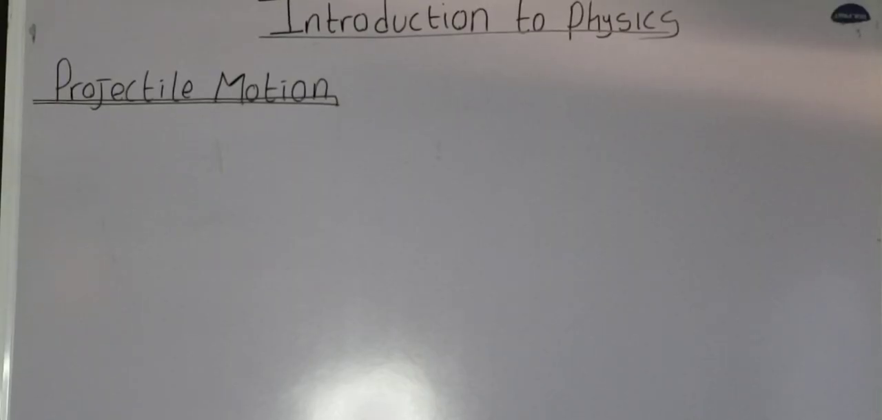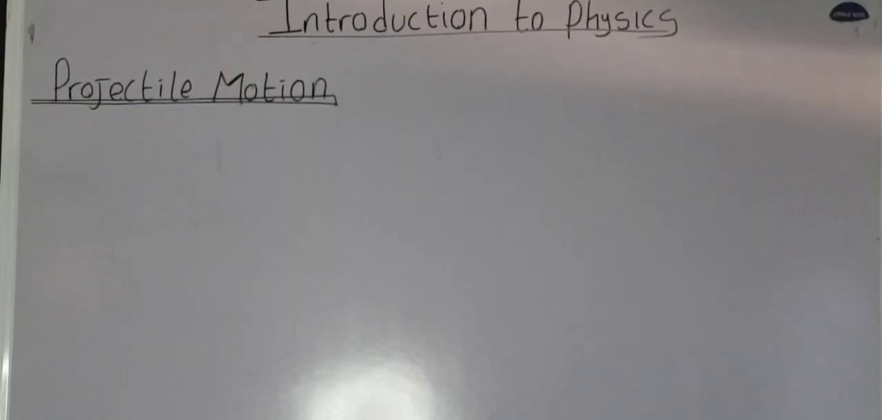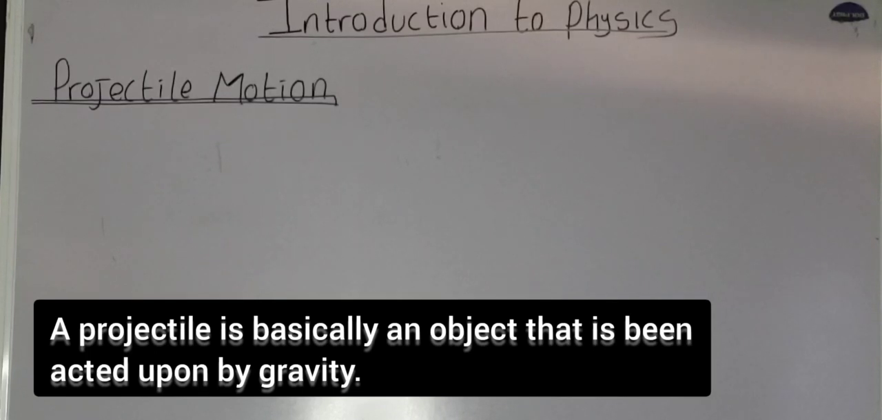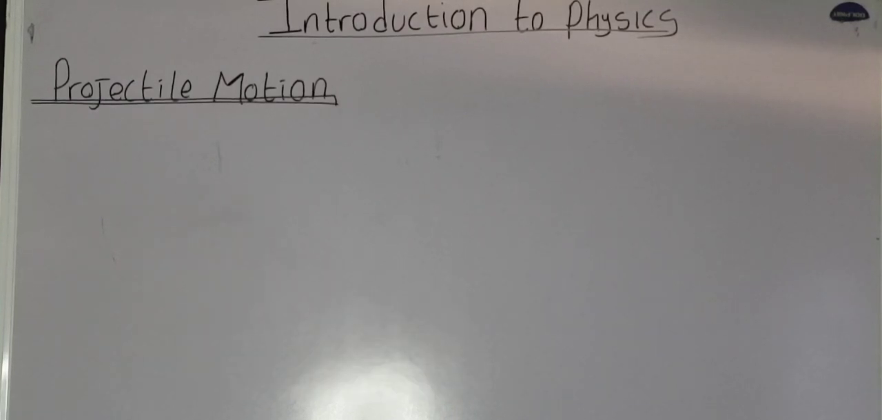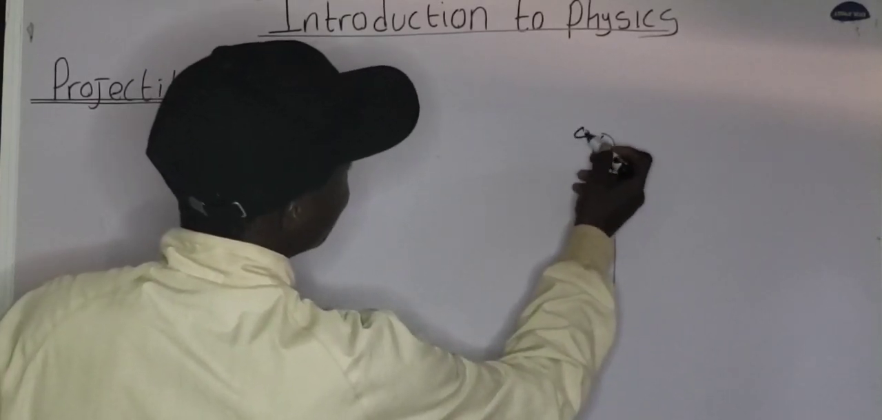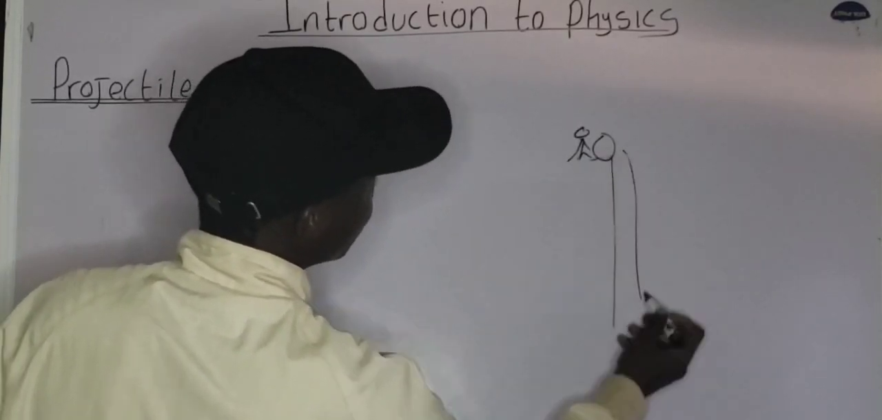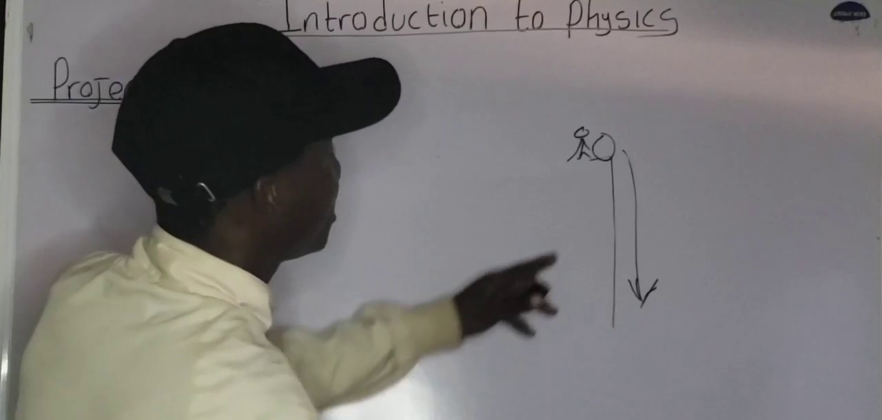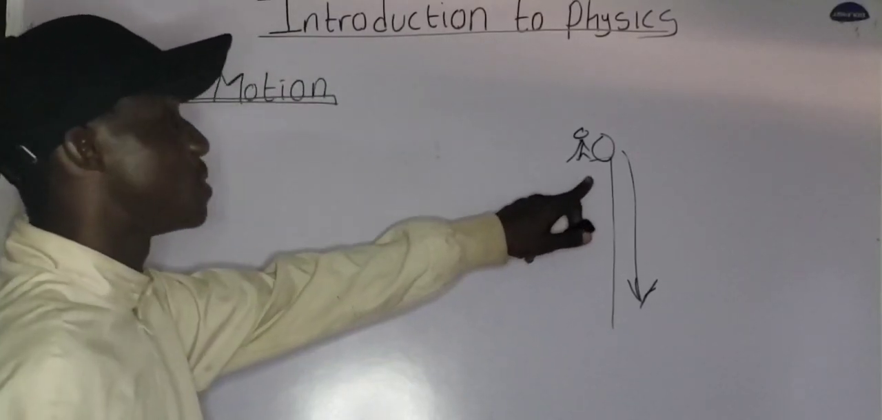A projectile is basically an object that is acting under the influence of gravitational force. A projectile is an object that is moving under the influence of gravity. In the last two examples that we were given, we have a boy that holds a ball and throws the ball down. This is a typical example of projectile motion.